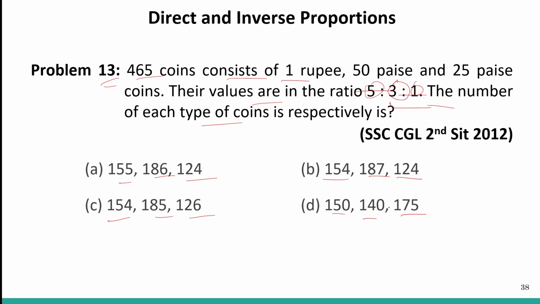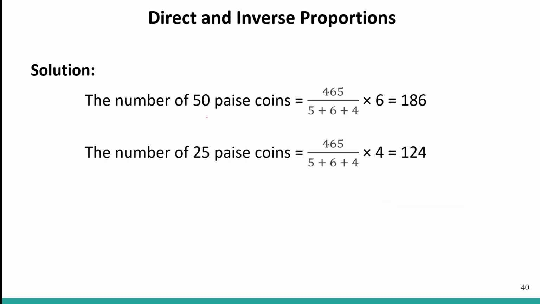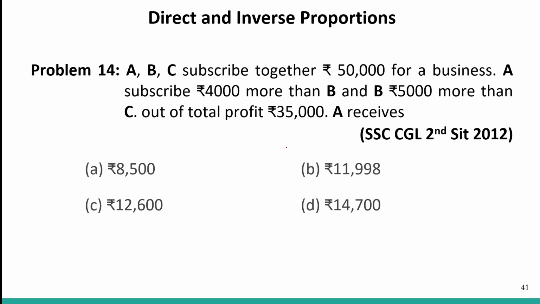Okay. So let's see. This question has been asked in the SSC CGL second sitting 2012 paper. So the ratio of the number of coins is equal to 5:6:4. So the number of 1 rupee coins is equal to 465 by (5 plus 6 plus 4) into 5, that is equal to 155. So the number of 50 paise coins is equal to 465 by (5 plus 6 plus 4) into 6, which is equal to 186. So the number of 25 paise coins is equal to 465 by (5 plus 6 plus 4) into 4, which is equal to 124, right? So let's see problem number 14.